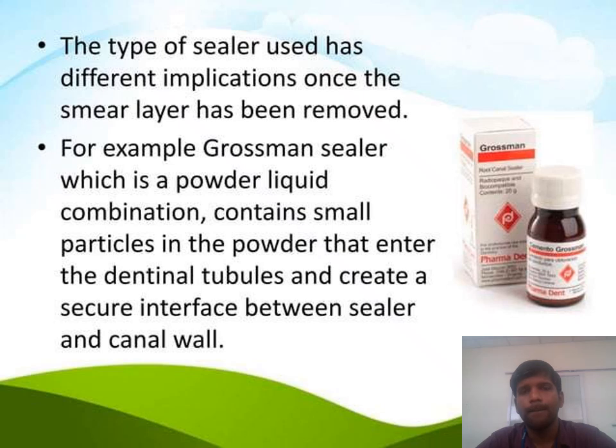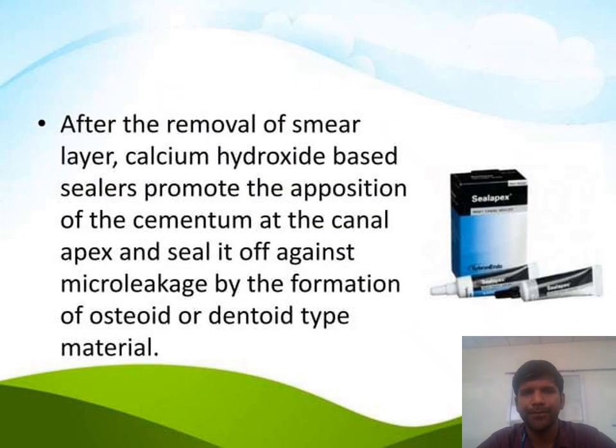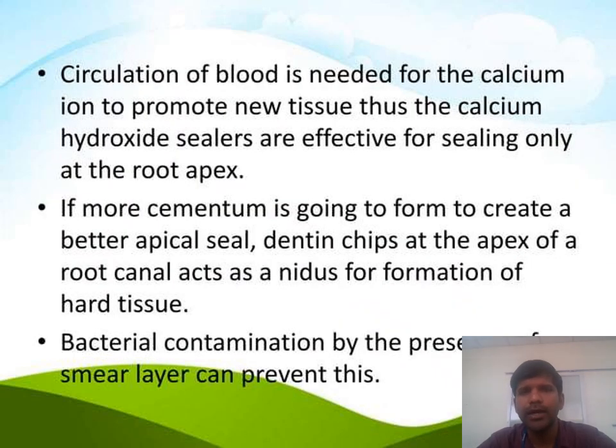For example, Grossman sealer, which is a powder-liquid combination, contains small particles in the powder that enter the dentinal tubules and create a secure interface between sealer and canal wall. After the removal of smear layer, calcium hydroxide based sealers promote the apposition of the cementum at the canal apex and seal it off against microleakage by the formation of osteoid or dentinoid type material. Circulation of blood is needed for the calcium ion to promote new tissue, thus the calcium hydroxide sealers are effective for sealing only at the root apex.